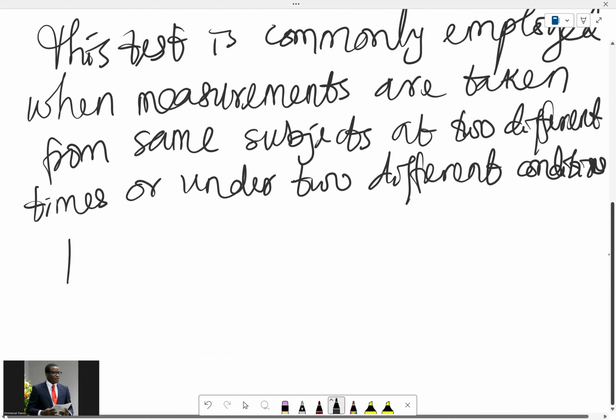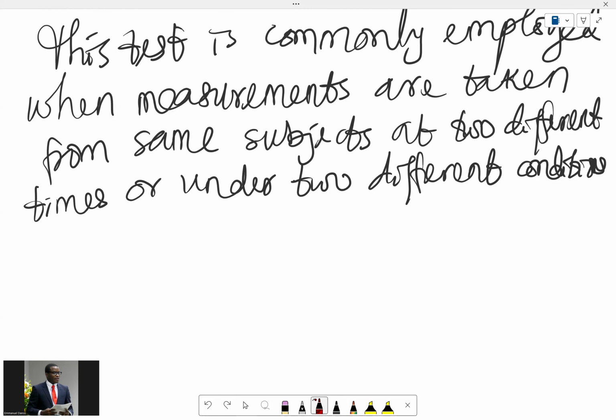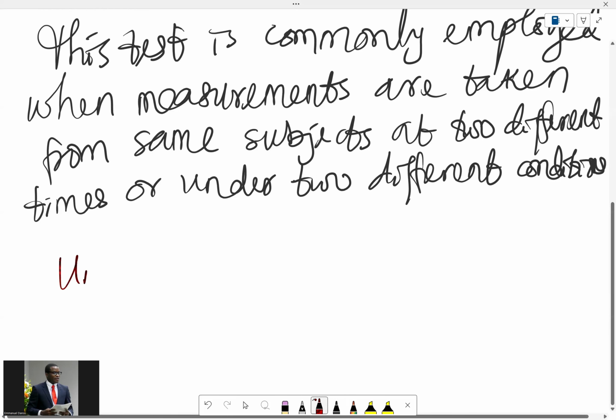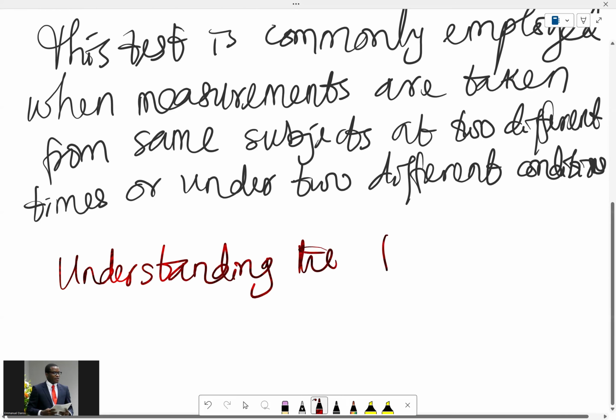We are here to talk about all the nuances of a paired t-test. So let's do that. The first thing is to understand the paired t-test, of which I've given a kind of background. So let's talk about understanding the paired t-test.